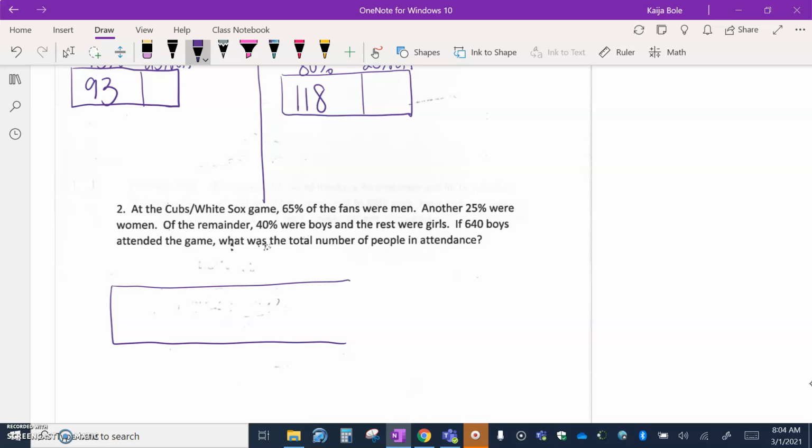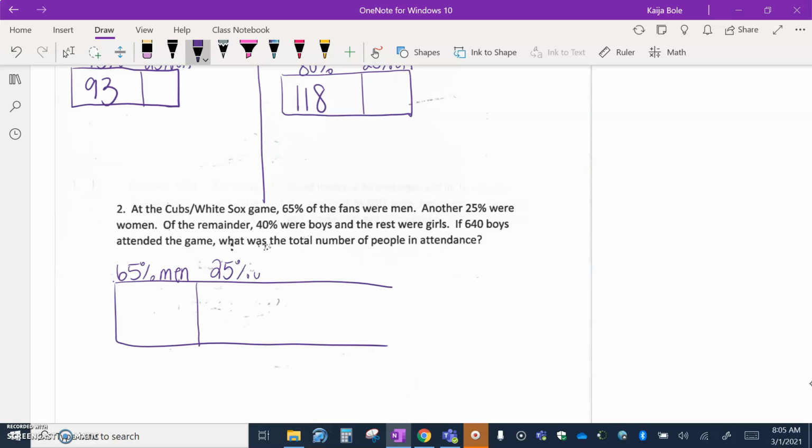So we have 65% men. Try that again. So 65% were men. 25% were women. Now, of the remainder, now they're talking about kids. So first you have to figure out, well, what percent is the kids? This would leave us with 10% left to be kids.